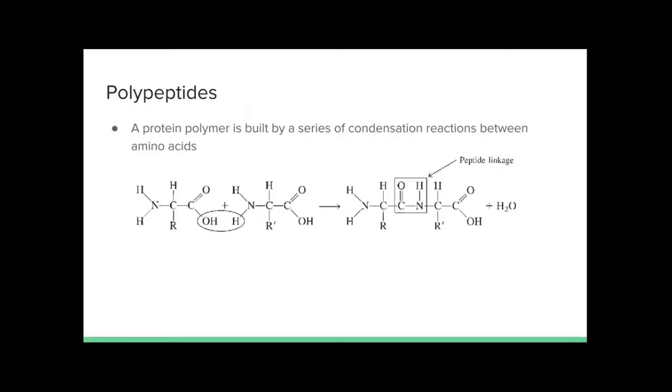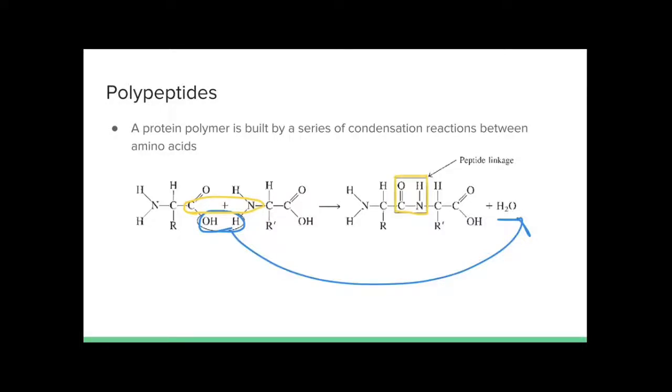Polypeptides are just a bunch of amino acids added together, which eventually, when you have enough of them added together, it forms a protein. And this is accomplished through a series of condensation reactions between amino acids. In these reactions, the OH and the H shown here between two different amino acids react to form water, and the remaining C and N, which need to bond to something, bond together, forming what is known as a peptide linkage or a peptide bond.